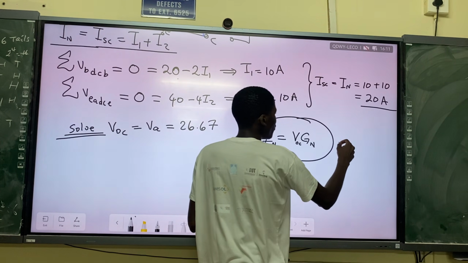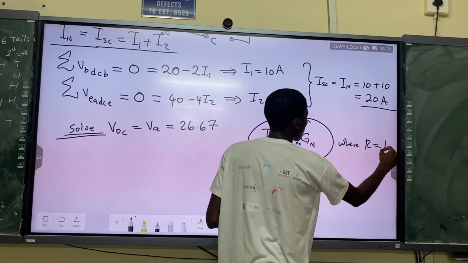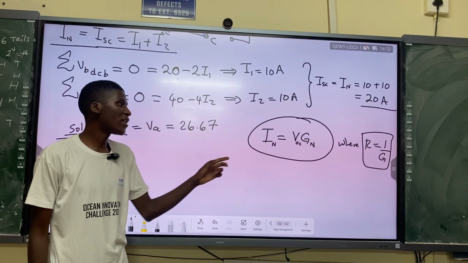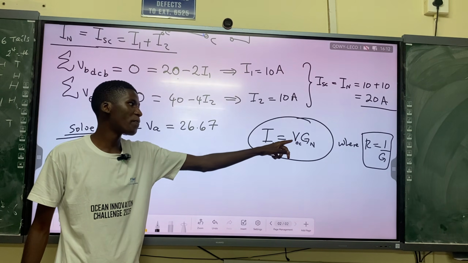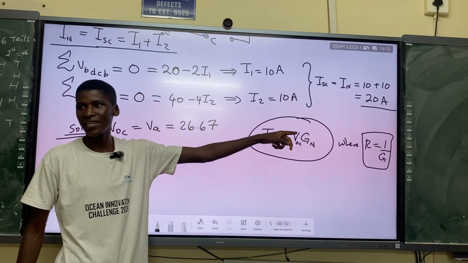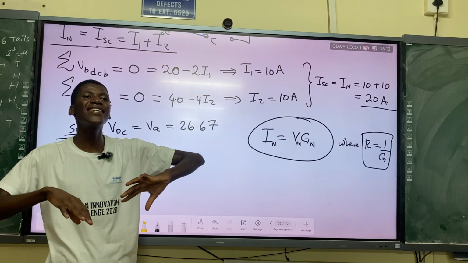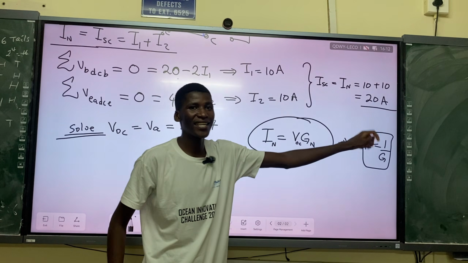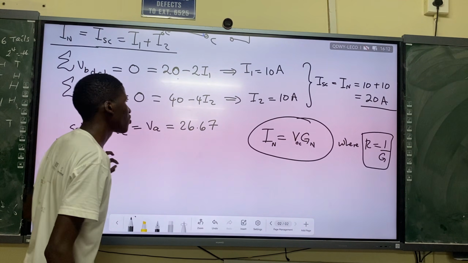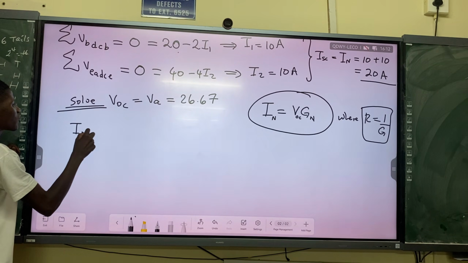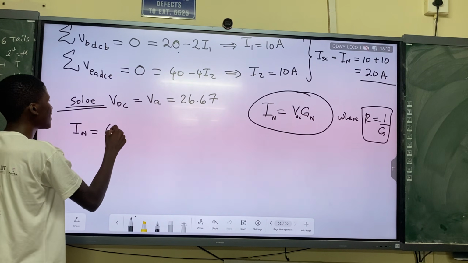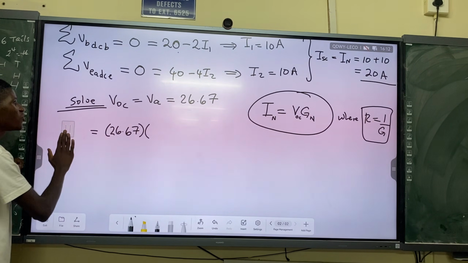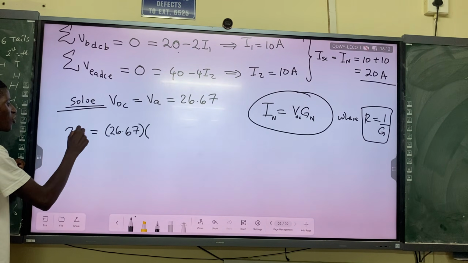Actually, we know that the resistance R is equal to 1 over G, right? We know the resistance is 1 over the conductance. So here the Norton's current is going to be the open circuit voltage times the Norton's conductance. So the Norton's conductance is more like the conductance of the total resistors. So it is the conductance that we get from the total resistors. So here, you just do that. So the Norton's current is going to be equal to the open circuit voltage, 26.67, times the Norton's conductance. Our Norton's current, you know it. What is it? 20 amperes.